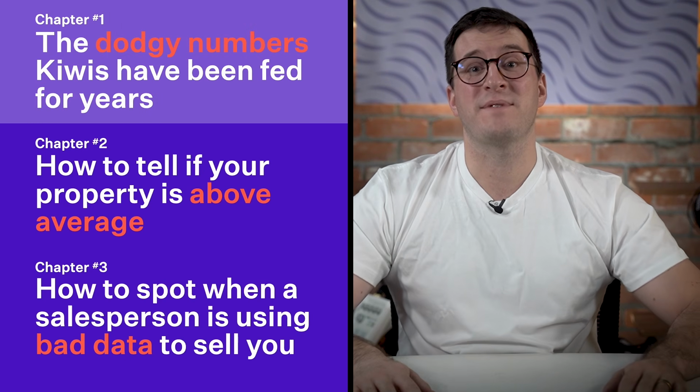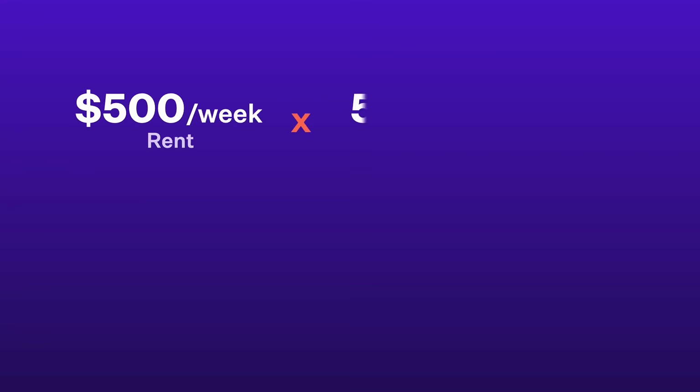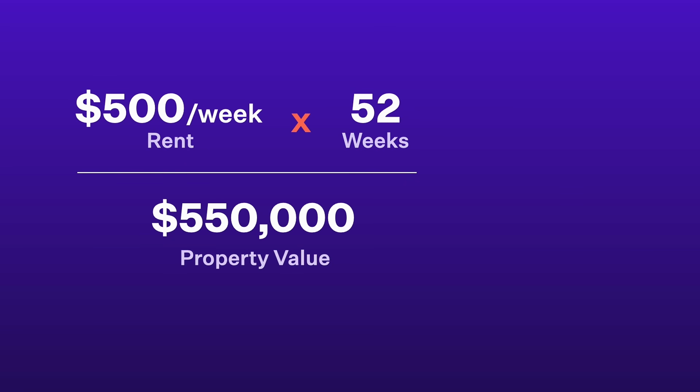for your next property. Now, if you go on almost any property website, you'll see an average rental return for a suburb, and it might be, let's call it 4%. Now, this is what we call the gross yield, and it tells you how much rent a property could make per year compared to its value. So if a property rents for $500 a week and it's worth $550K, then the gross yield is 4.7%. And Kiwis like this kind of data because if the suburb's average yield is 4%, you can quickly check if the property you're looking at is above or below average.